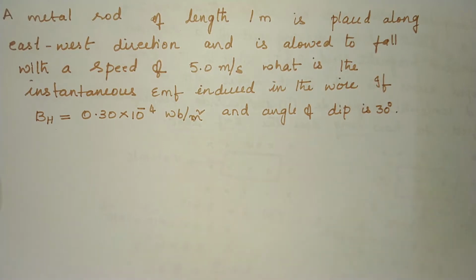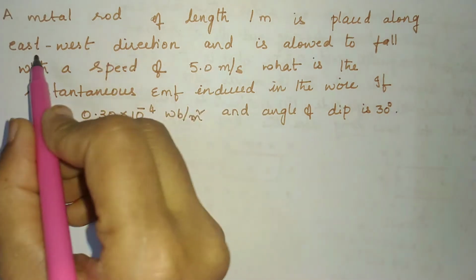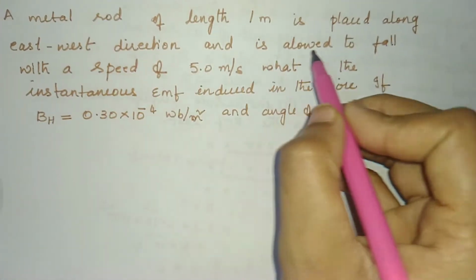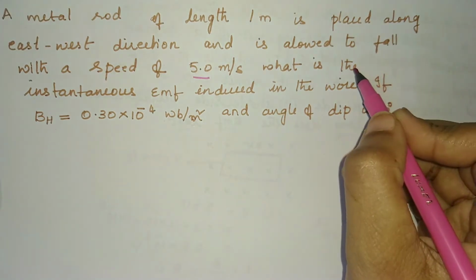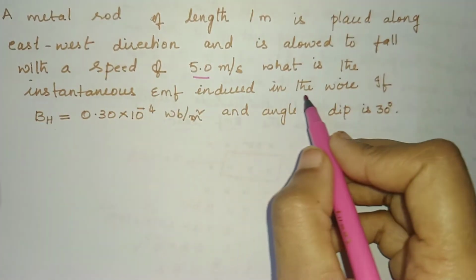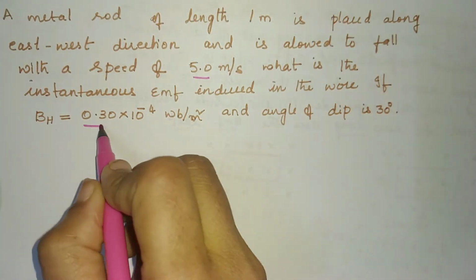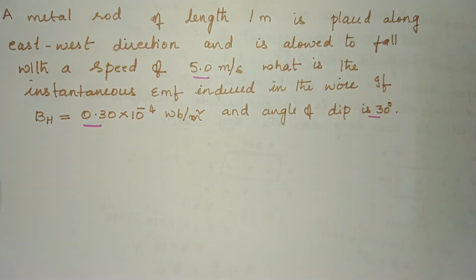Okay, coming to this question, there is a metal rod whose length is 1 meter and is placed along the west-east direction and is allowed to fall with a speed of 5 meter per second. What is the instantaneous EMF induced in the wire? Given BH is this much and the angle of dip is also given.